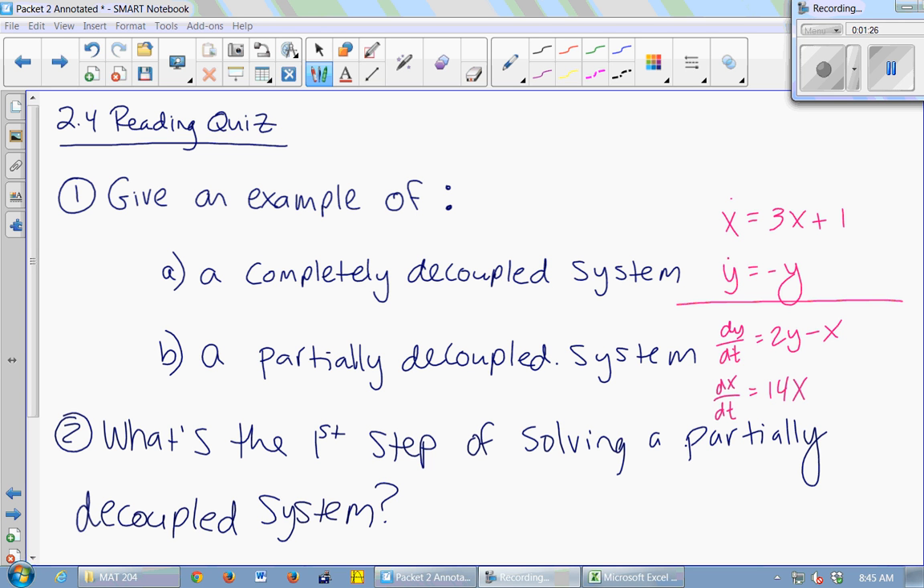All right, what's the first step of solving a partially decoupled system? Yeah, solve the autonomous part first. Because we have a handful of techniques right now that we can use to solve an autonomous equation.